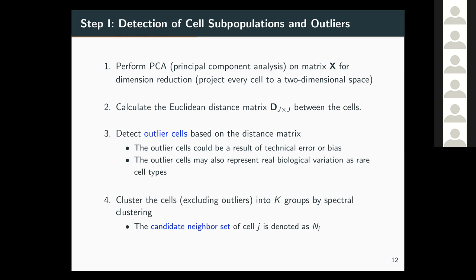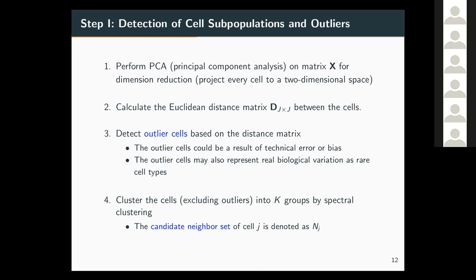So we first perform PCA on the transformed gene expression matrix for dimensional reduction. We know that PCA can be replaced by other dimensional reduction techniques you think are more reasonable for single-cell RNA-seq data. But here, because this is just a rough clustering, we think PCA gives reasonable results. Our second step is to calculate a Euclidean distance matrix between the cells based on the projected data in the two-dimensional space. And then we detect outlier cells based on the distance matrix.